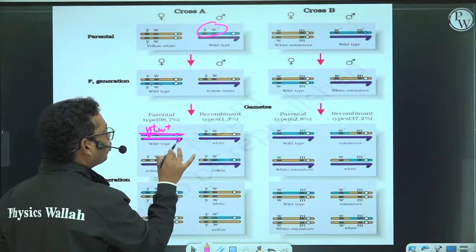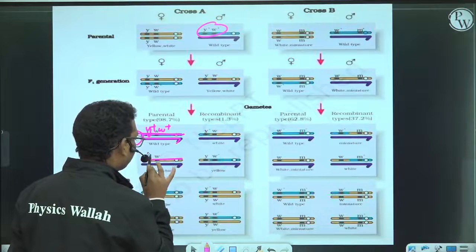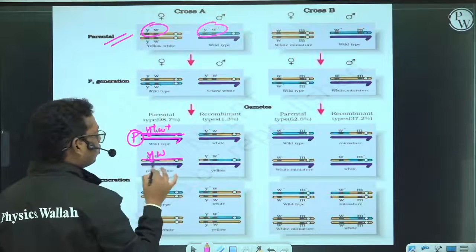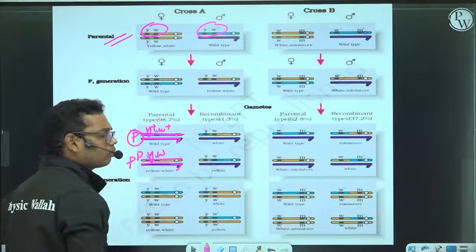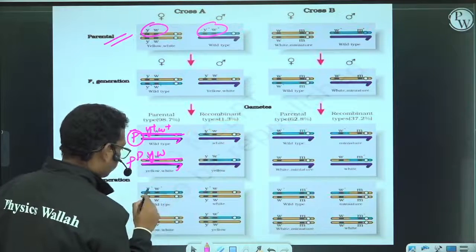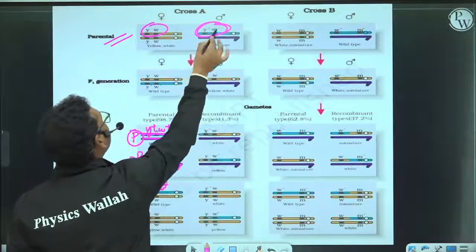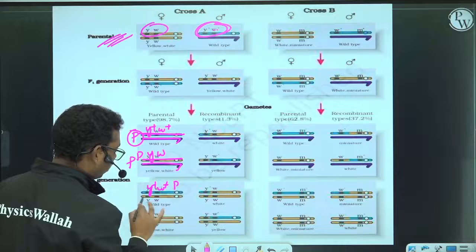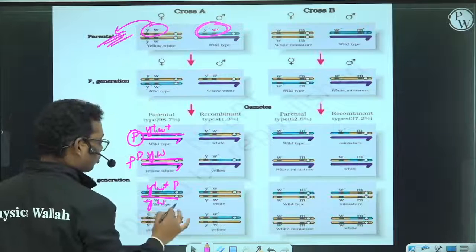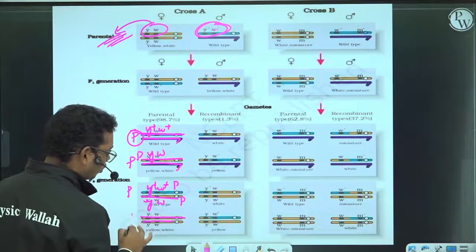Here I have y plus and w plus, so this is a parental chromosome, right? And this is the Y chromosome, so this is parental. In this case y and w are present together, and this is parental, and this is the Y chromosome, so this is parental. Parental type. And here y plus and w plus are there, so this is parental. Here y w is present, y and w are present as in the parental generation, so this is also parental, because both chromosomes are parental.